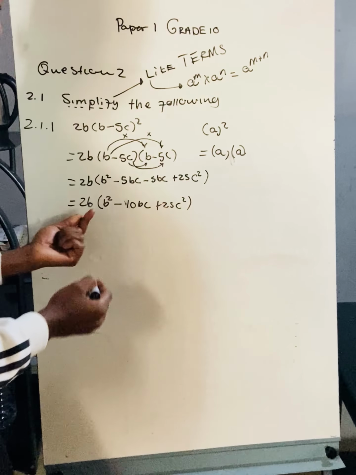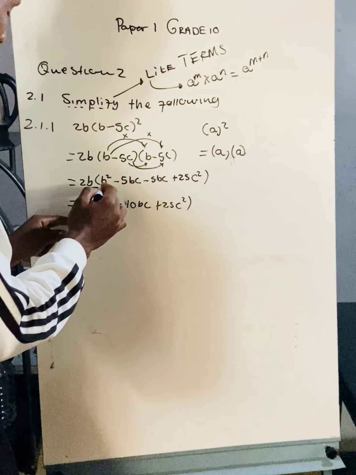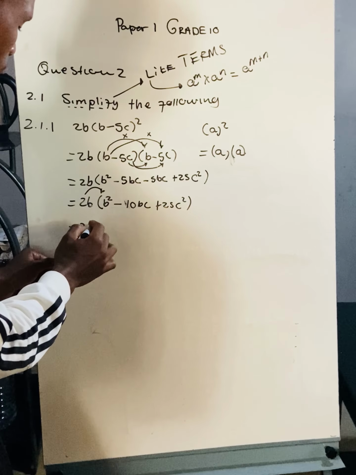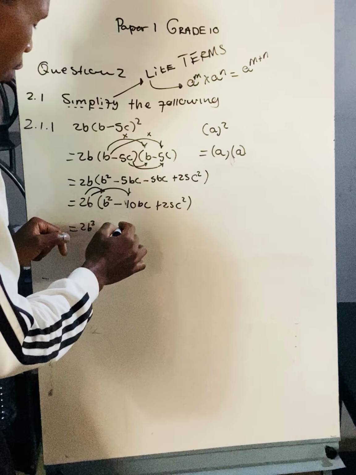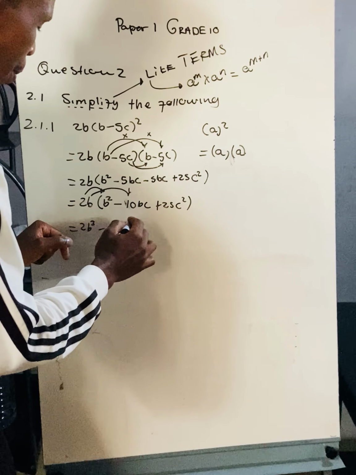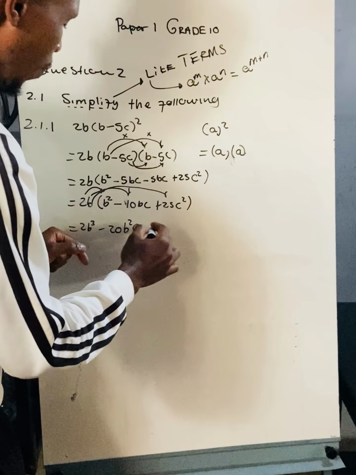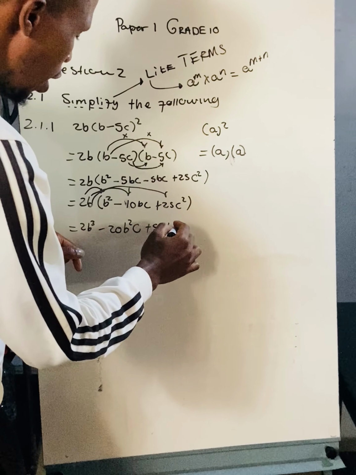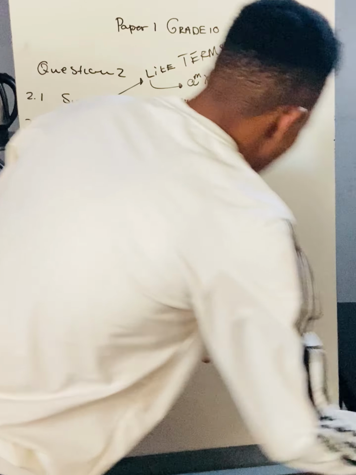Now you have to take this number and multiply the brackets, which is 2 multiplied by b squared, meaning it's going to be 2b to the power of 3, and 2b multiplied by negative 10bc is negative 20b squared c. The last one, negative 2 multiplied by 25 will give us negative 50bc squared. So this is how we are going to end up, guys.